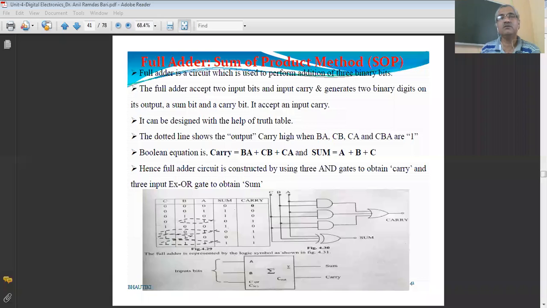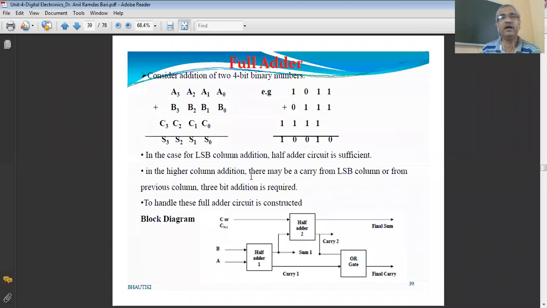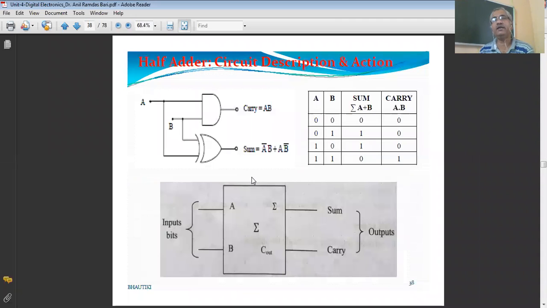Yesterday we learned half adder and full adder circuits. Today we will continue that topic again here. So yesterday we studied the half adder and full adder circuits, their action.